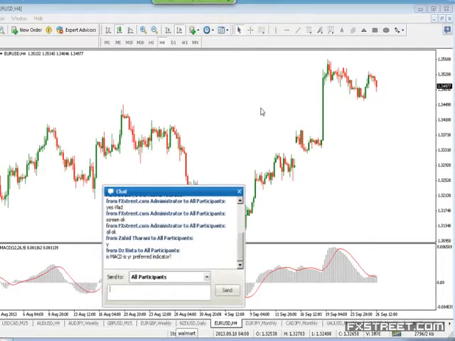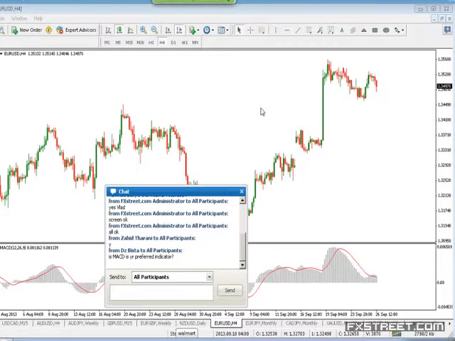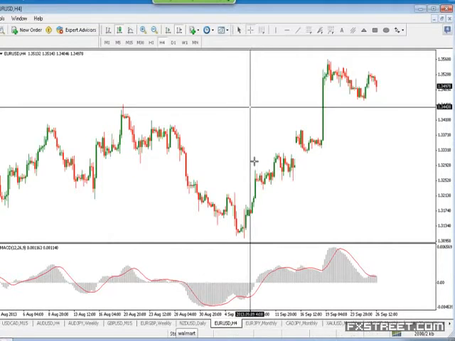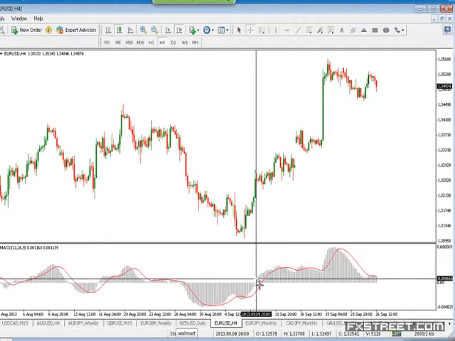Now, if you look at this, if I'm looking at a crossover of the MACD over here right now, this is where the histogram tends to cross over.